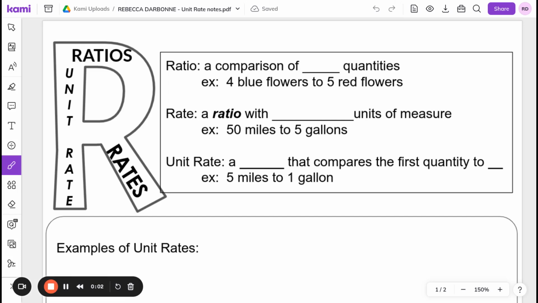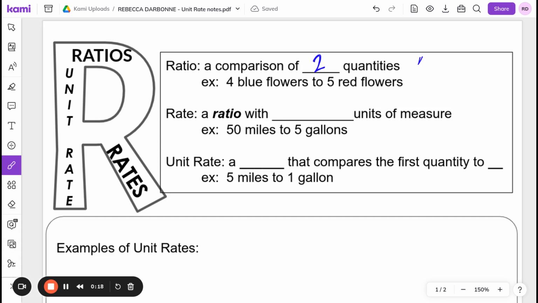These are our unit rate notes. So some vocab review and some new vocab. A ratio is a comparison of two quantities. So example below, 4 blue flowers to 5 red flowers.